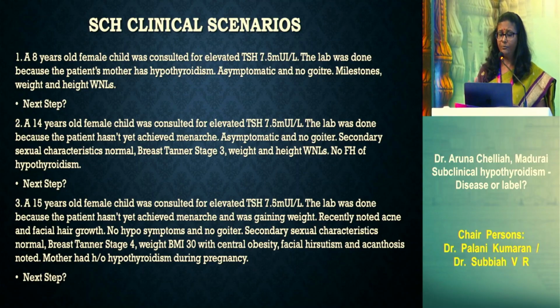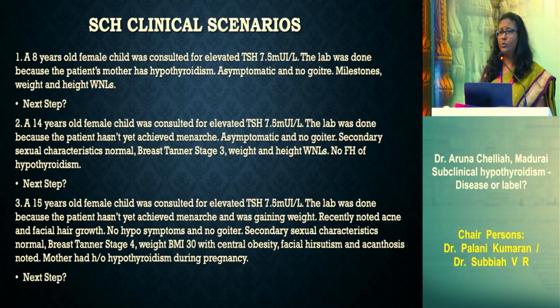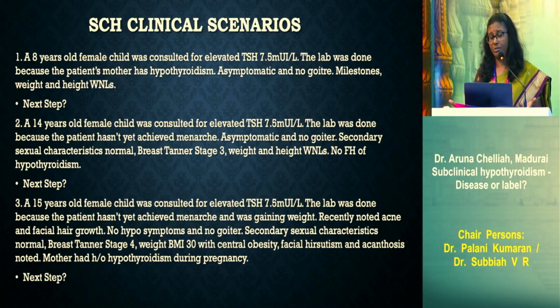Next, a 14-year-old female. She was consulted for, again, 7.5. The lab test was done because the patient didn't achieve menarche. We can wait up to 16 years, but here in India, the social pressure to have the first period is unbelievable. It's really a shame. The child is ashamed, and it's a stigma if you don't get your periods by the age of 12.